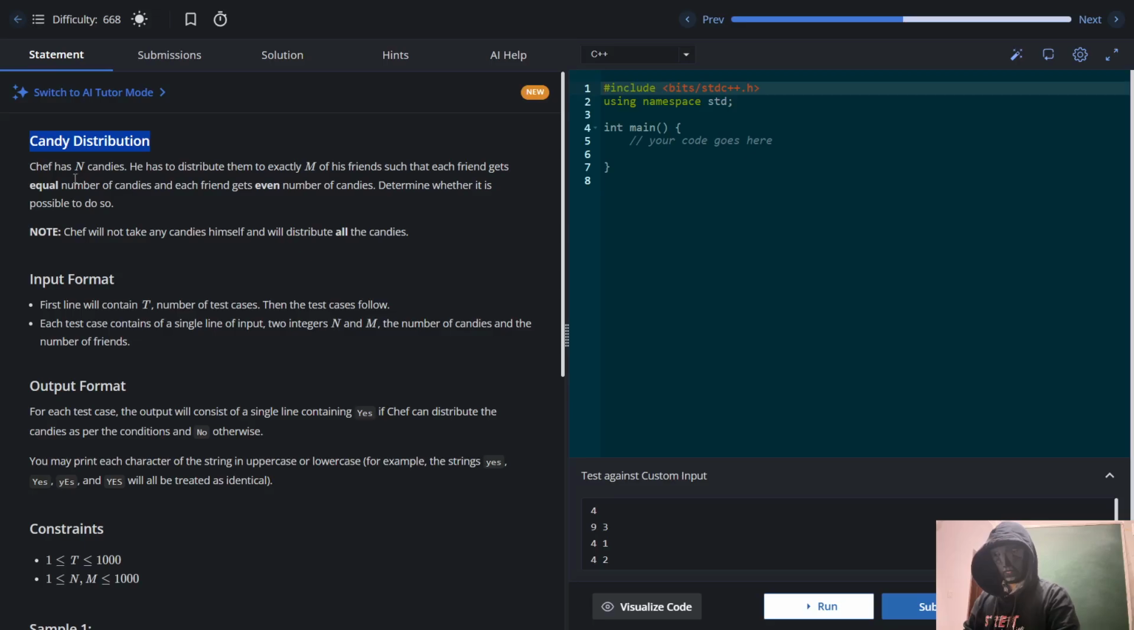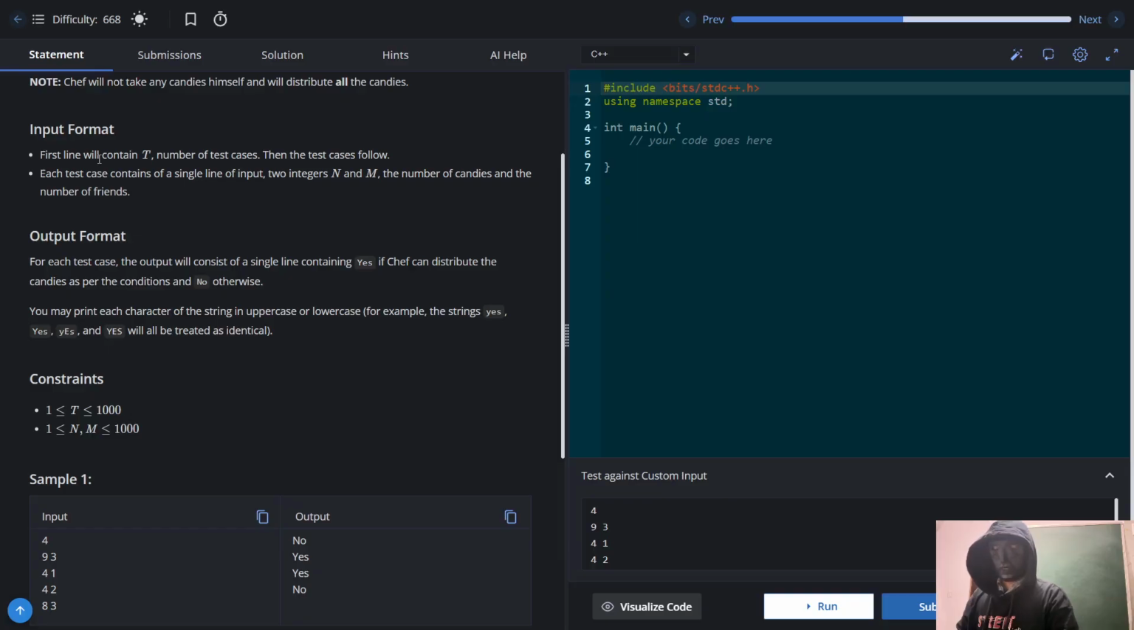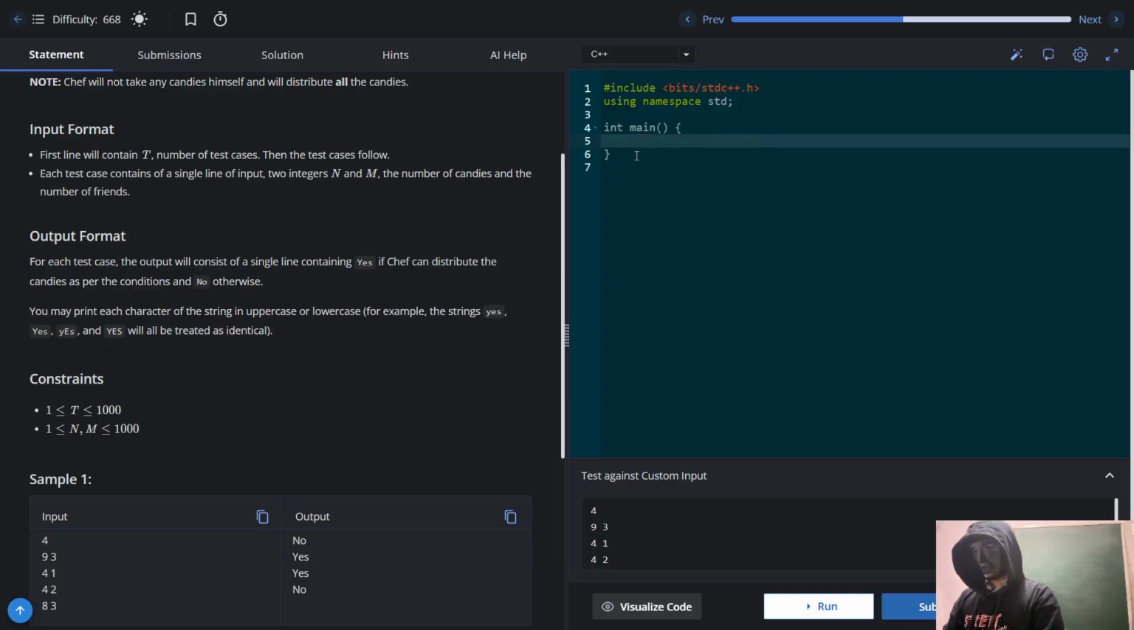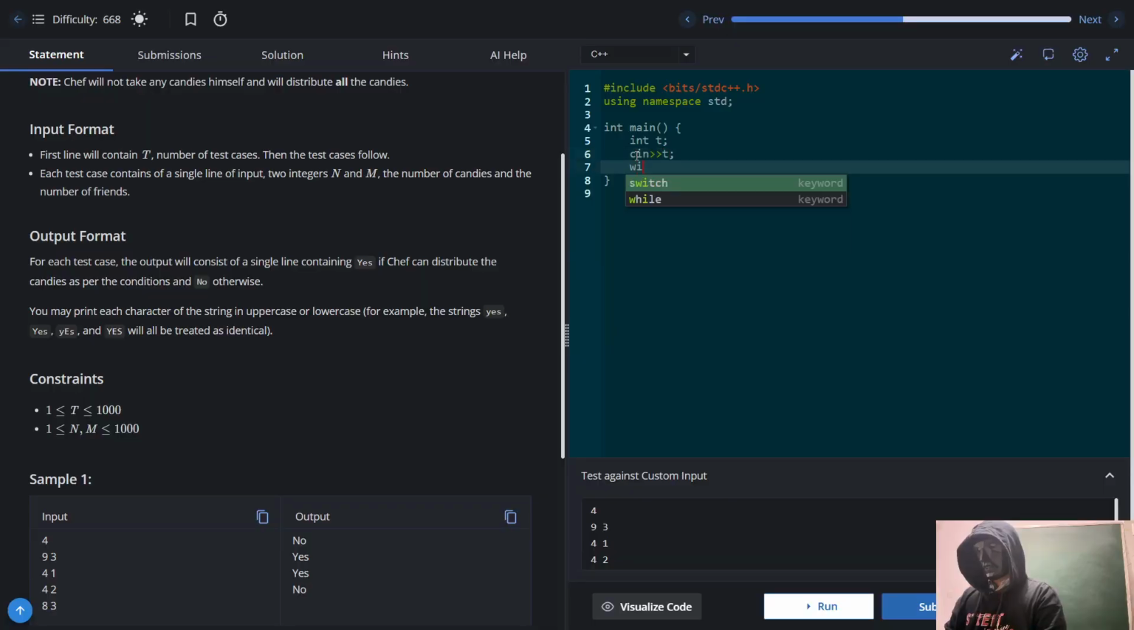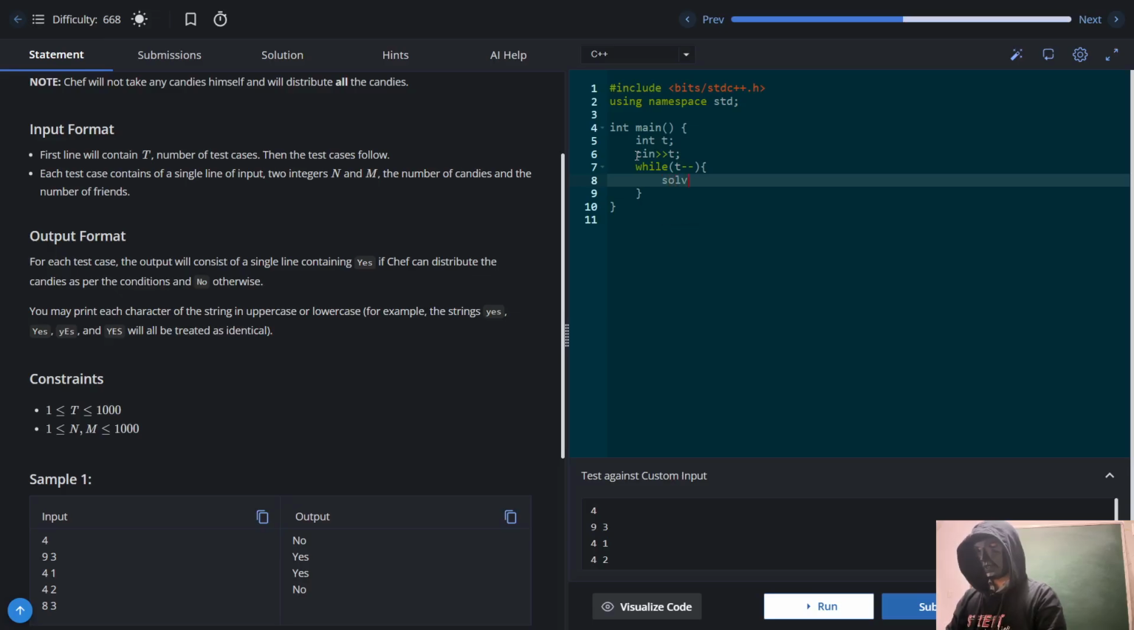So chef has n candies and there are m friends, and he has to distribute all the candies equally to the friends, and the number of candies he gives each friend has to be even. I'll explain the first line on the board, don't worry. The first line will contain t, the number of test cases. So let's deal with the test cases: while t minus minus, this will take care of all the test cases. For each test case, let's call one function, solve.